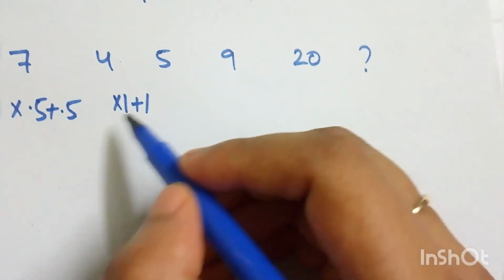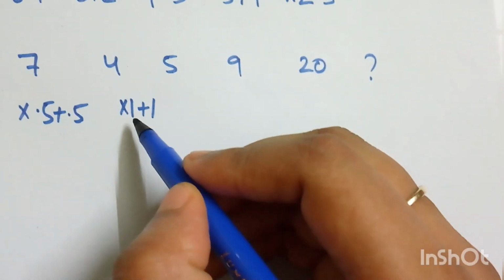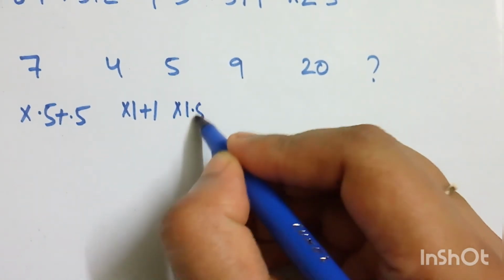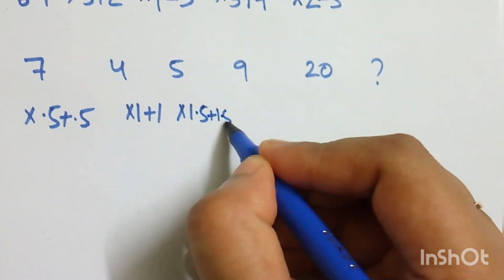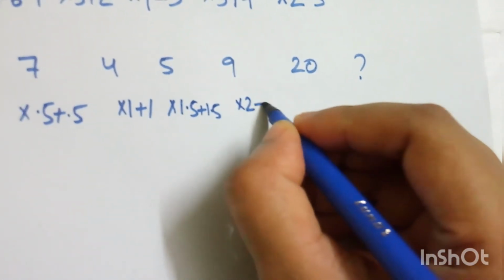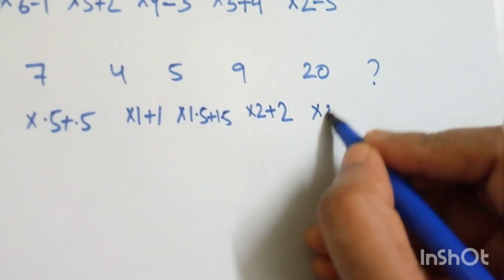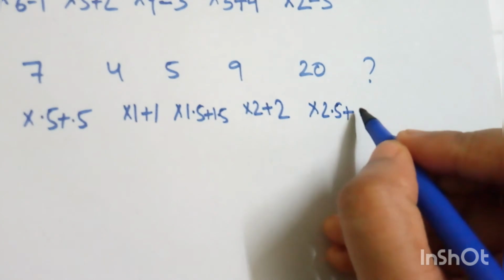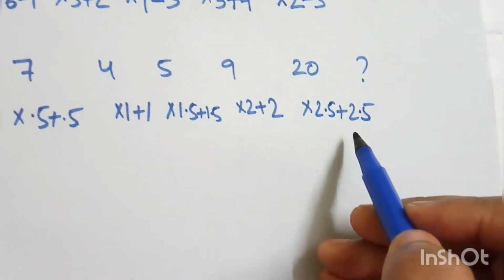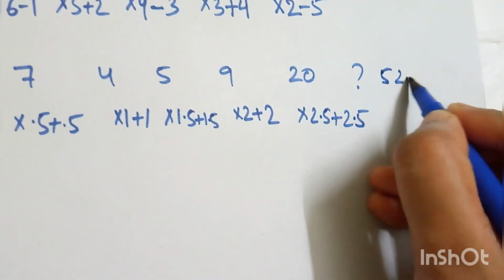So the difference is 0.5. 0.5 plus 0.5 you will get 1. Then 1.5, plus 1.5, you will get 9. Then into 2 plus 2. Then into 2.5 plus 2.5. So 20 into 2.5 plus 2.5 you will get 52.5.